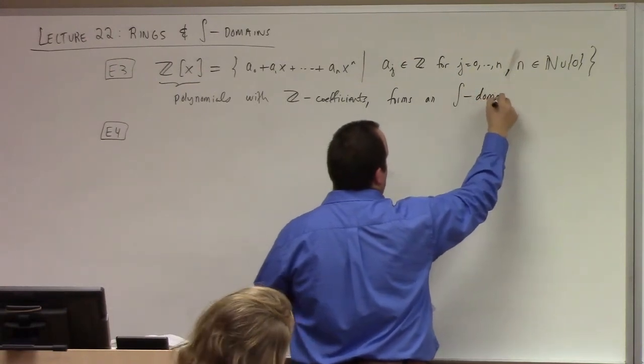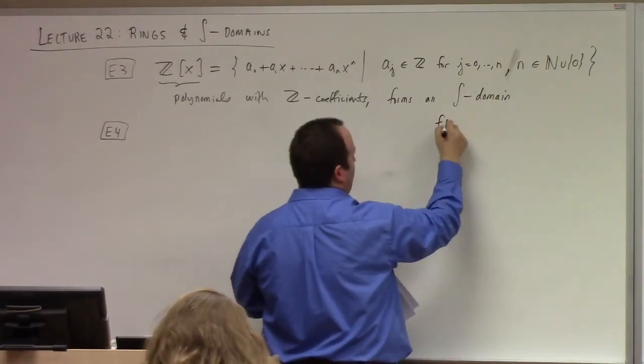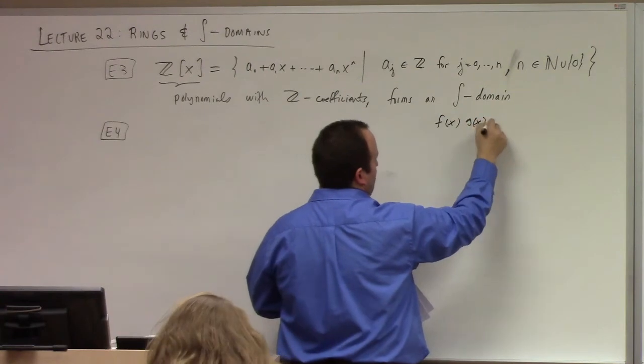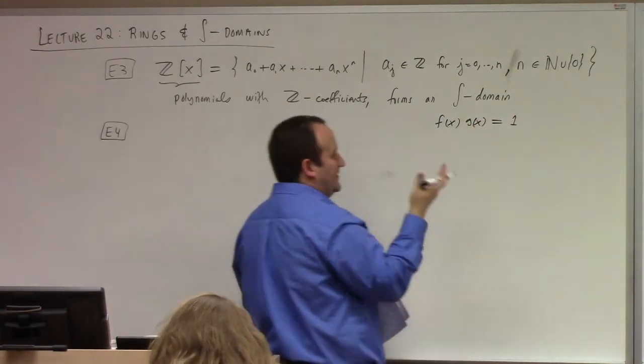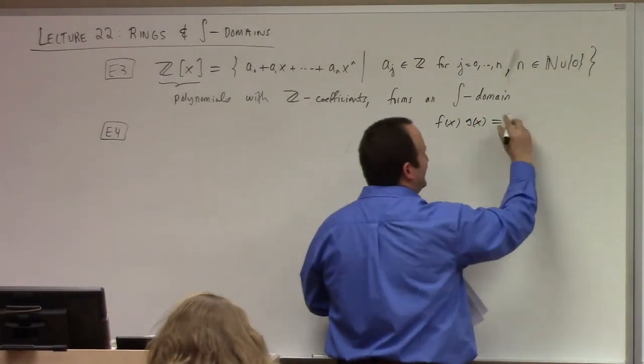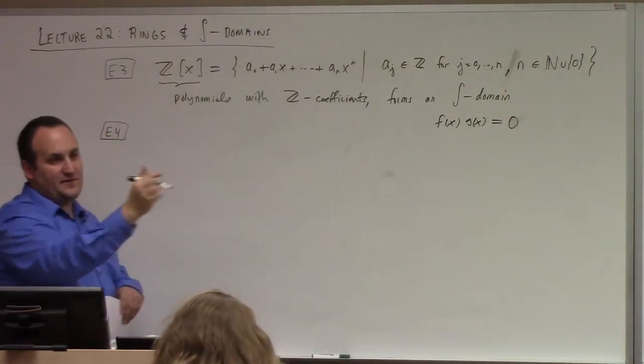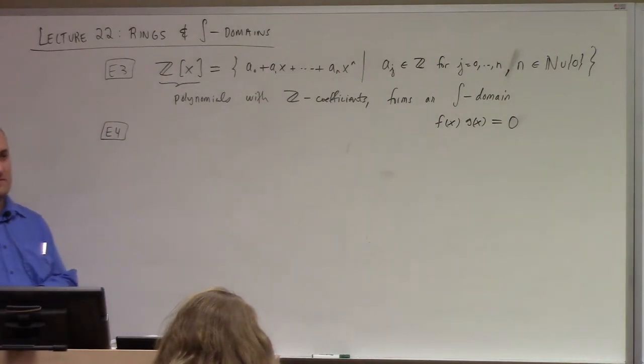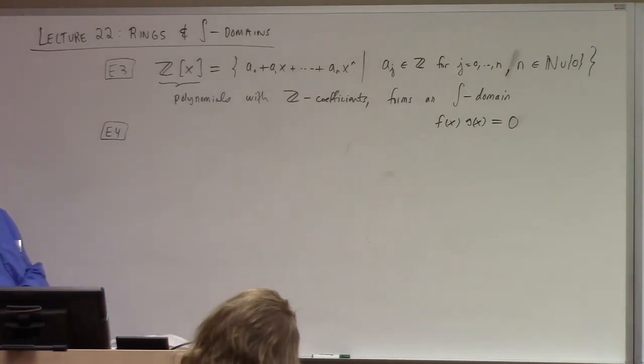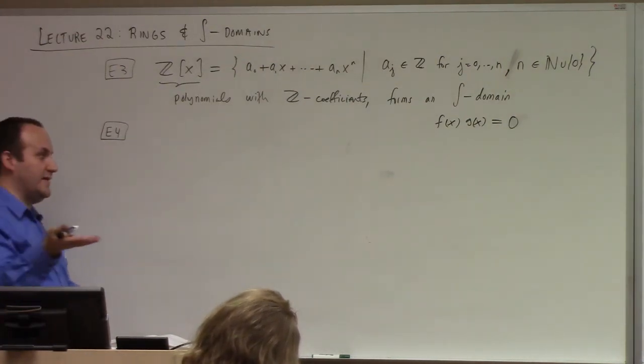In fact, it does form an integral domain, because if you think about f of x times g of x equal to 1... I mean, it's a commutative ring, right? If you take two polynomials, it doesn't matter. Polynomial multiplication is commutative. There's a 1 in there. It's just a very boring polynomial, just 1. 1 times f of x is equal to f of x for any polynomial f of x.